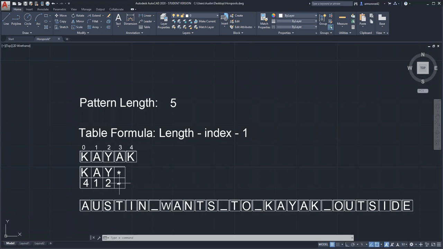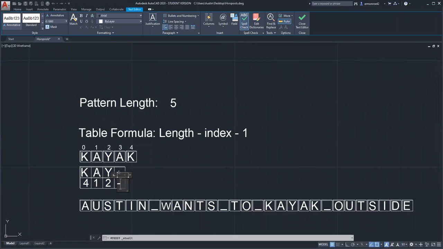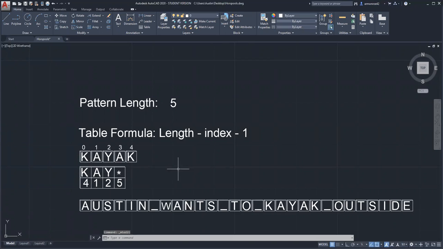And for all of the patterns in this algorithm, the value for the star, which represents any character other than a K, A, or Y, will be whatever the pattern length is. So for us, it will be 5. So now we have the full bad match table filled out.